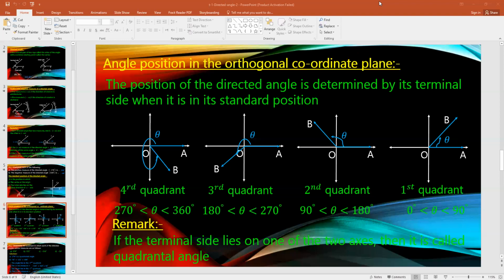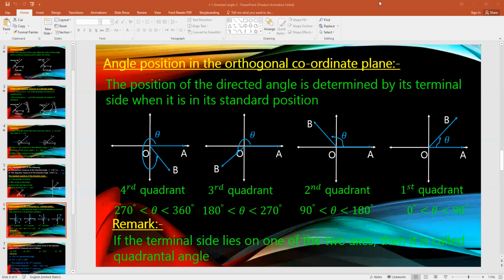Here, if I have the initial side BC and the terminal side BA, I will write it as an ordered pair: BC first, and the second projection BA. Again, here I have initial side BC. I will start out from here. BC is the initial side and the terminal side is BA. Then I will write the directed angle as an ordered pair with the two rays, initial first and the second projection terminal. The initial side BC and the terminal side BA, then the ordered pair will be BC and BA.